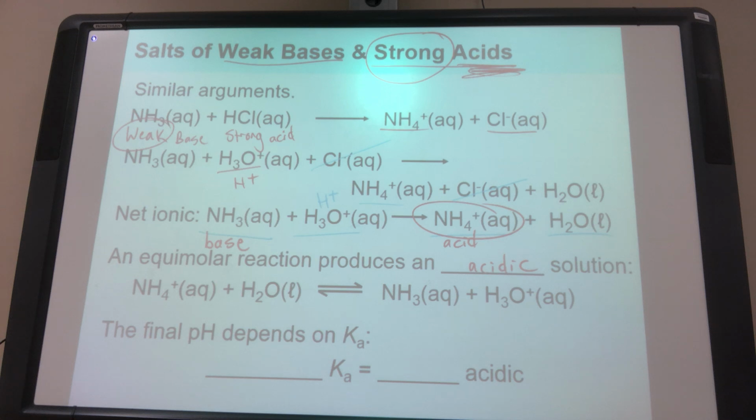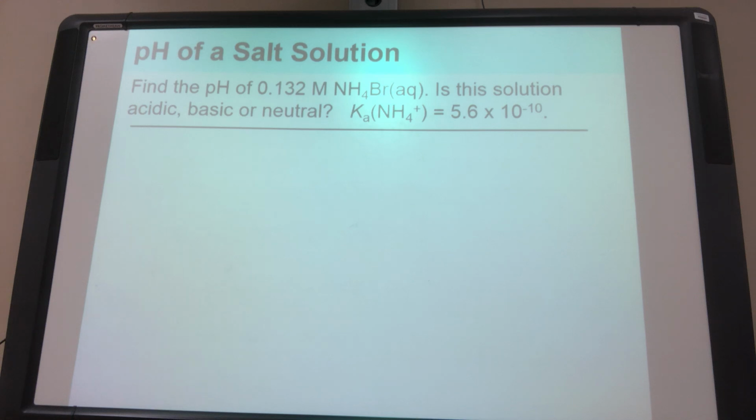Now how acidic it's going to be, how strong, depends on the Ka. Remember, the larger the Ka, the more acidic the solution. Also remember, if you see Ka, that's my hint that this is probably going to be acidic, because they're talking about it in terms of Ka. If it was going to be basic, they would talk about it in terms of Kb. So which K they give you gives you a hint as to whether the solution is acidic or basic. Alright, so let's look at a problem.